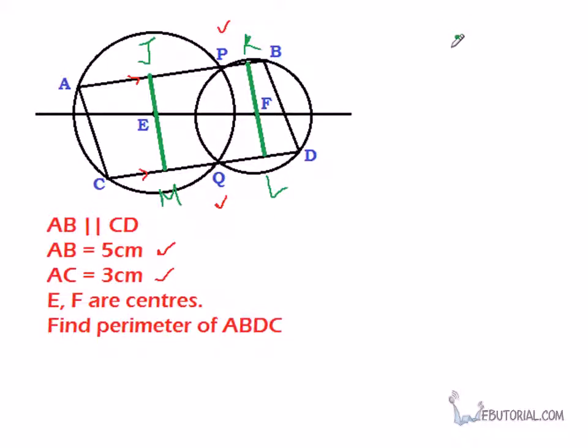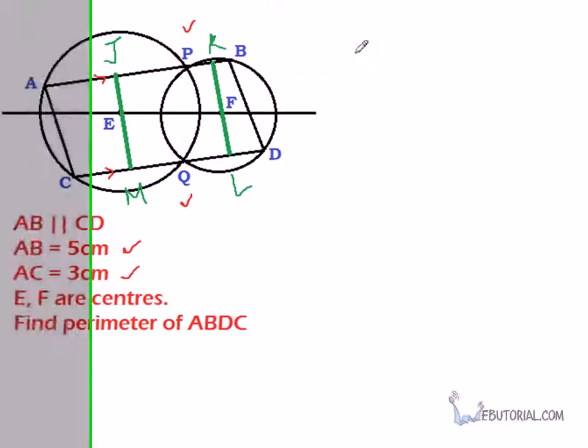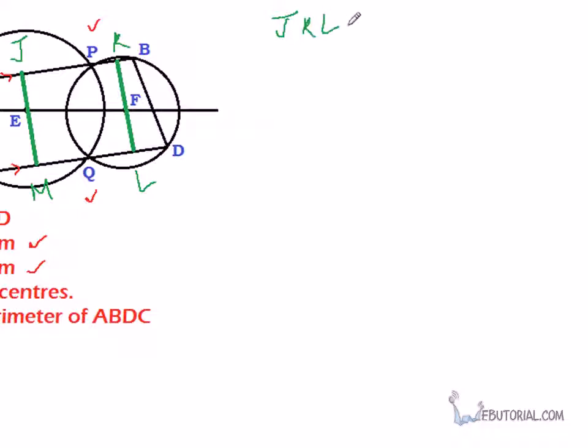Now look at this quadrilateral JKLM. In JKLM, clearly it can be seen that it is a rectangle because these 2 lines are parallel to each other, these lines are parallel to each other, and one angle is 90 degrees. In fact all the angles are 90 degrees, but for a rectangle we need a parallelogram and 2 angles as 90 degrees. If JKLM is a rectangle, we can write that JK will be equal to ML.